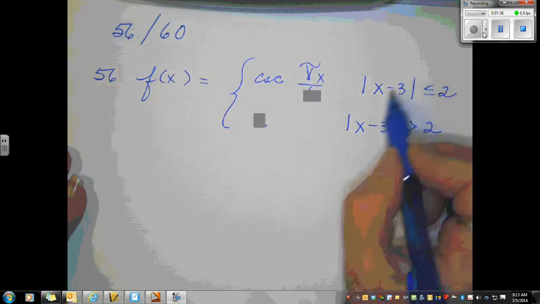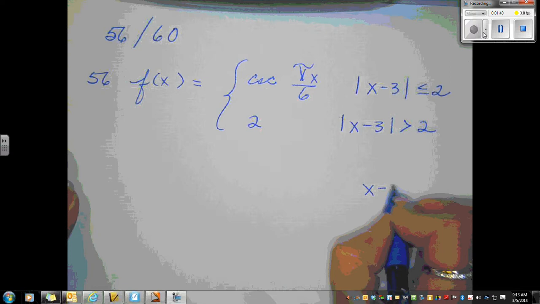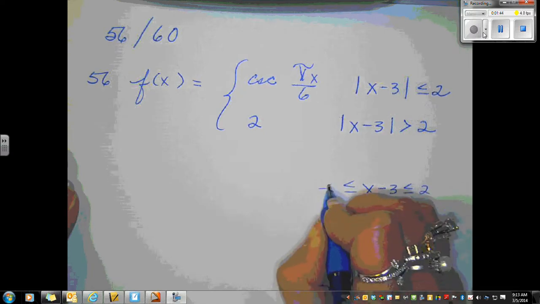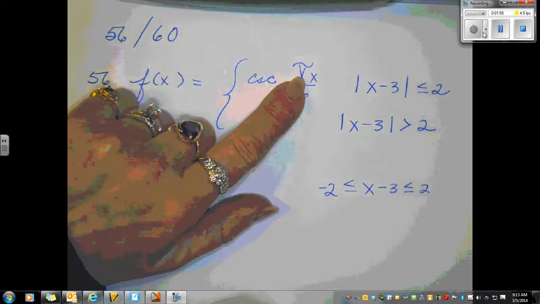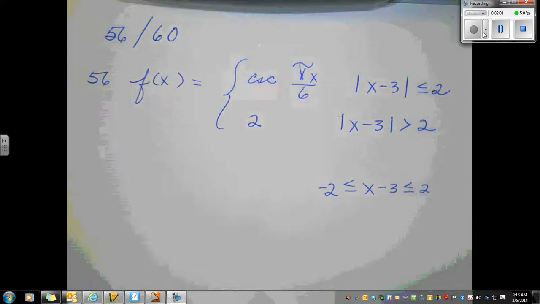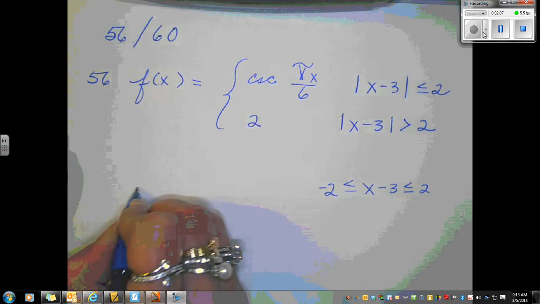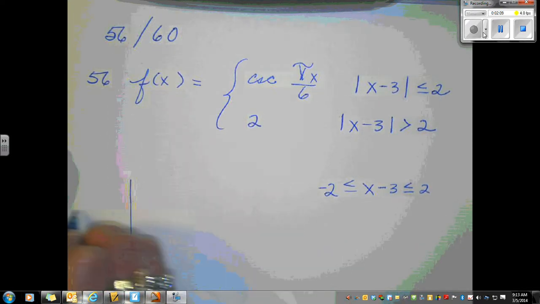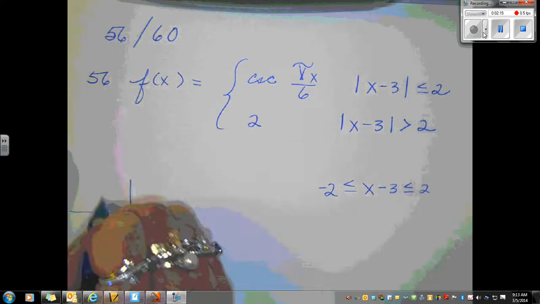What does this mean? That means x minus 3 is less than or equal to 2 and greater than or equal to negative 2, right? Okay, so that means numbers in between negative 2 and positive 2 I put into here. If you did not have a calculator, you could actually make a t-chart, and you could say negative 2, negative 1, 0, 1, 2 for your x's.